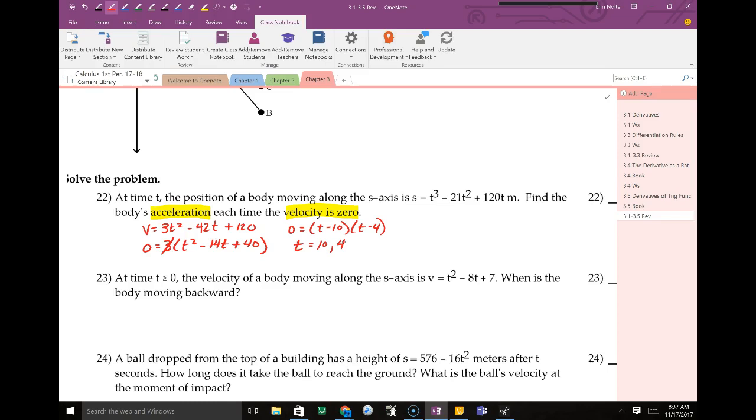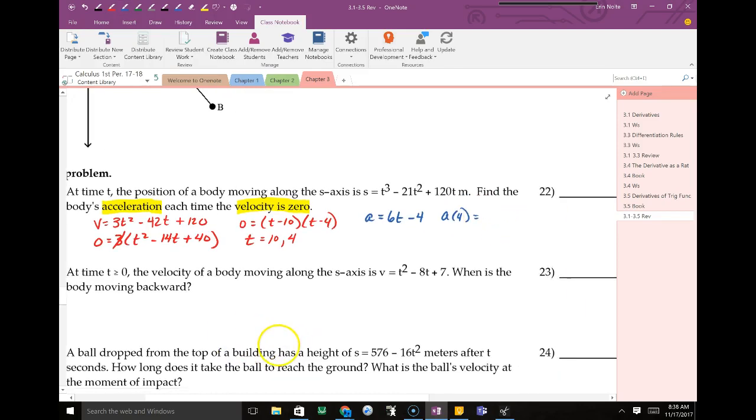Okay, so how do I figure out acceleration? It's the derivative of your velocity equation. Okay, so here is my velocity equation. You see that v? So I need to go from there and derive that to get to my acceleration. Okay, so what is the derivative of 3t squared? 6t. And then derivative of negative 42t? 42. And then derivative of 120 makes 0. So now I can find the acceleration at the 2 spots that I'm looking for.